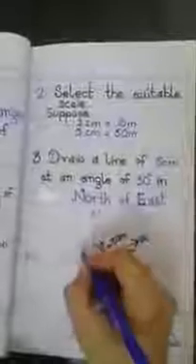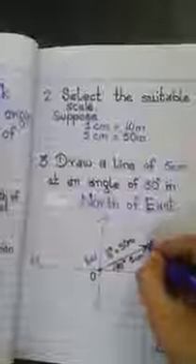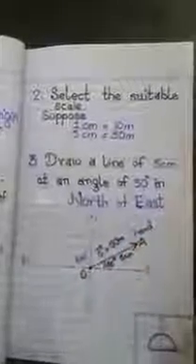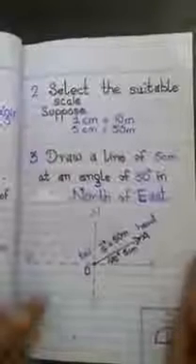This is the point from where we start to draw the vector. This is called the tail of the vector, and here is the ending point of the vector, and it is called the head of the vector. Students, this is how we can draw a vector graphically.